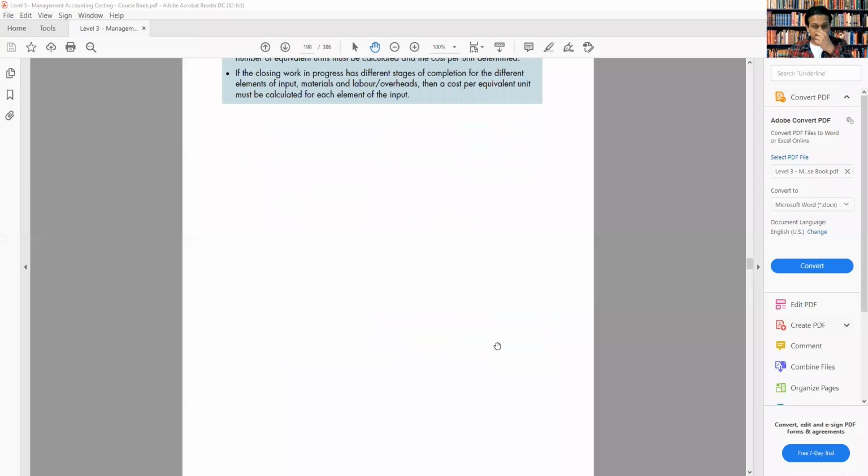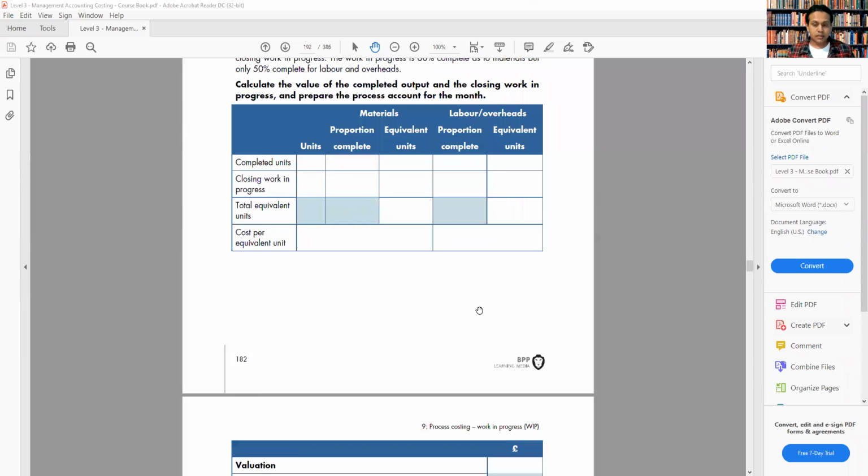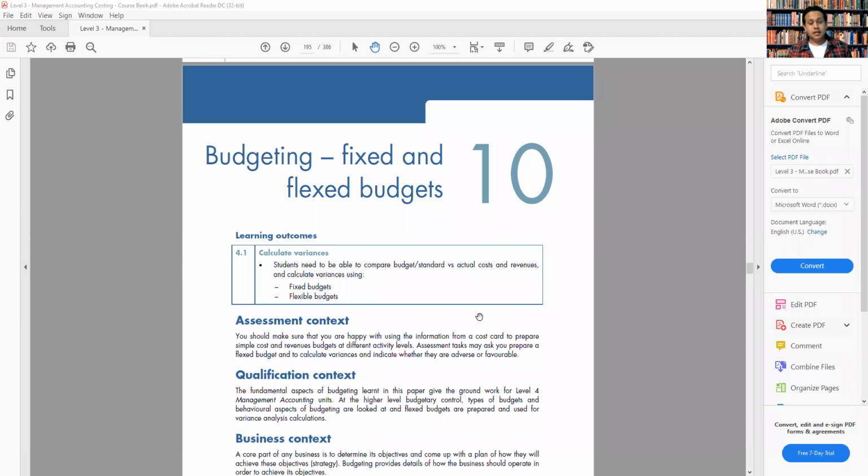All right, that is the end of the chapter. So let's move on to the next chapter. The next chapter is chapter number 10. That is the budget, flex, fixed and flex budget. That's quite an easy chapter to be honest, because in budgeting we have a lot of chapters, especially when you move to your level 4. You will see we have a paper that is called management accounting costing.